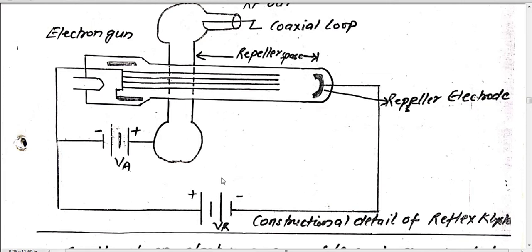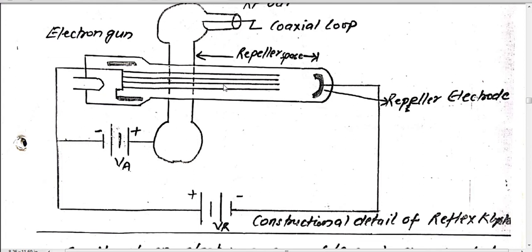The electrons never reach the repeller. The electrons which are coming from this side towards this side are never able to reach the repeller, because this is connected to the negative terminal, so there will be a negative field here, and they are returned back toward the gap. The electrons coming toward this side, because of this negative field, are returned back.